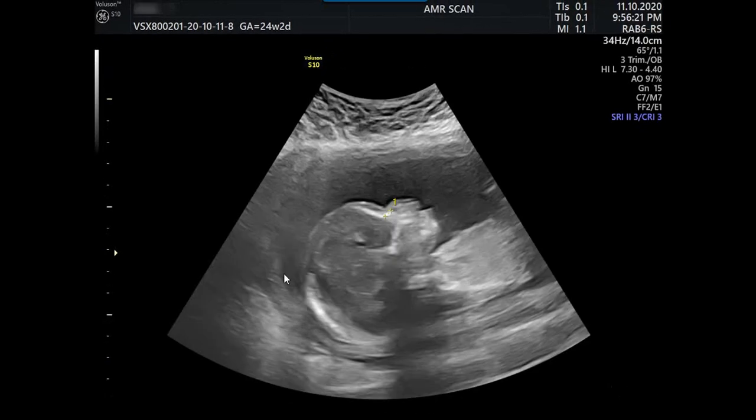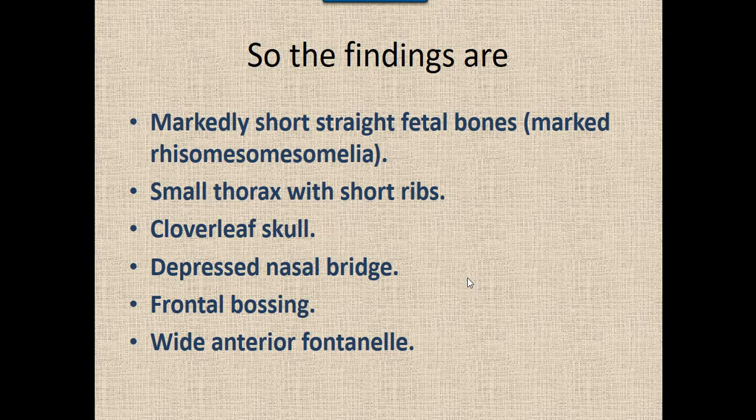And you'll notice in this sagittal view that the fetal thorax is significantly smaller than the fetal head, which looks rather macrocephalic, and the fetal abdomen. The thorax is rather bell-shaped and so small. So the findings are markedly short straight fetal bones, marked rhizomelia, small thorax with short ribs, cloverleaf skull, depressed nasal bridge, frontal bossing, and wide anterior fontanelle.